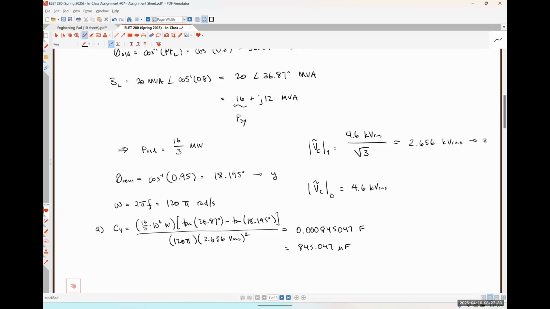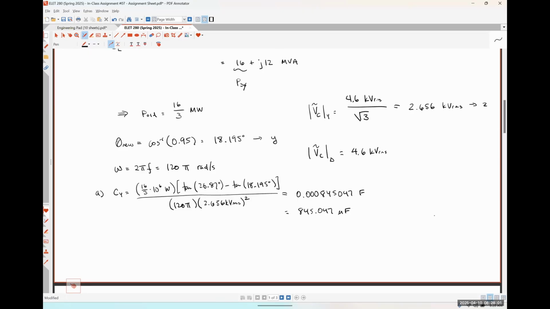The 6, is that because we're in mega? Yeah. And, oh, sorry. That technically should be kilovolts RMS right there, but I had it in my calculator as 2,656 and change volts RMS so that I knew the units would work out the way that I wanted. So I put it in base units to make sure and then converted at the end. Okay.